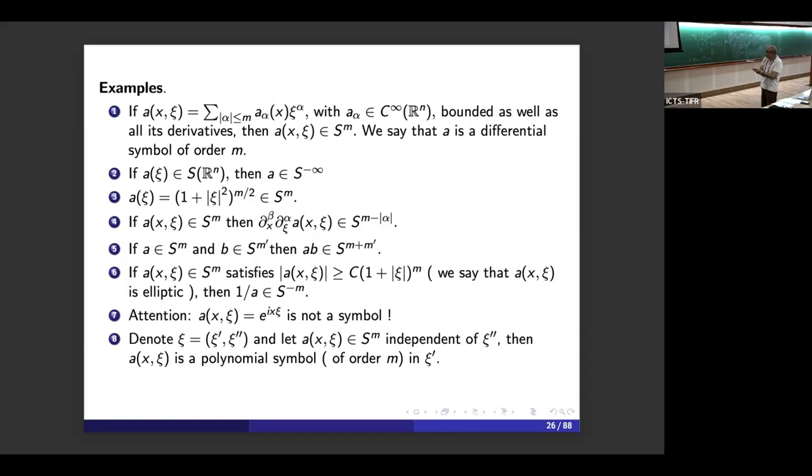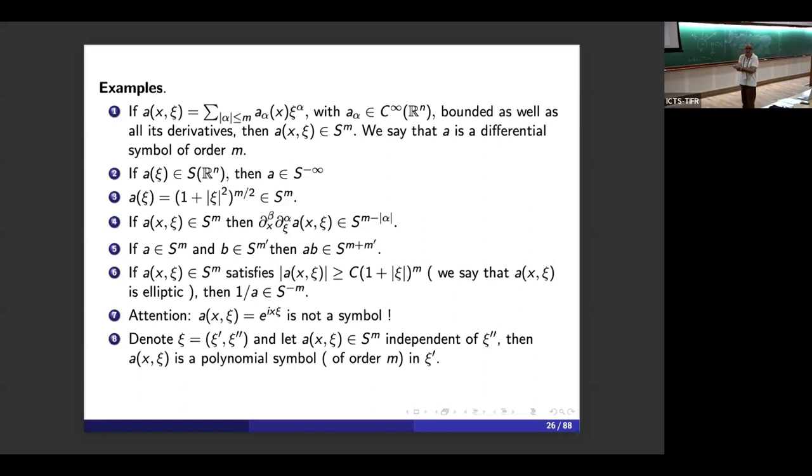Now we come to symbols that are elliptic, that satisfy something like this. We say that A is elliptic, so you can prove that 1 over A, the inverse of A, is also a symbol, in the class S^{minus m}. So for instance, if you take minus m here, you are exactly there. Pay attention, please, this is not a symbol, because when you derive with respect to x, you get xi. That is a problem. It's not a symbol.